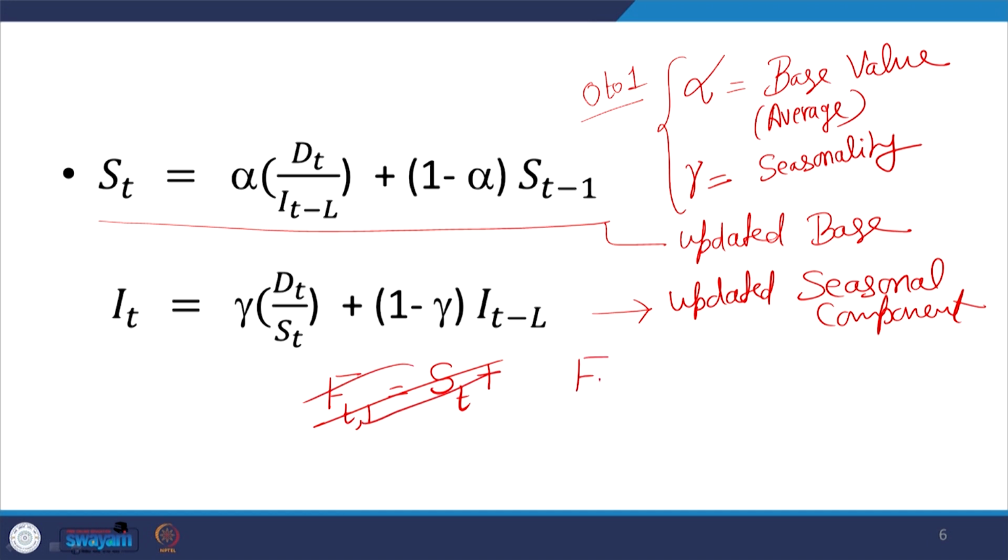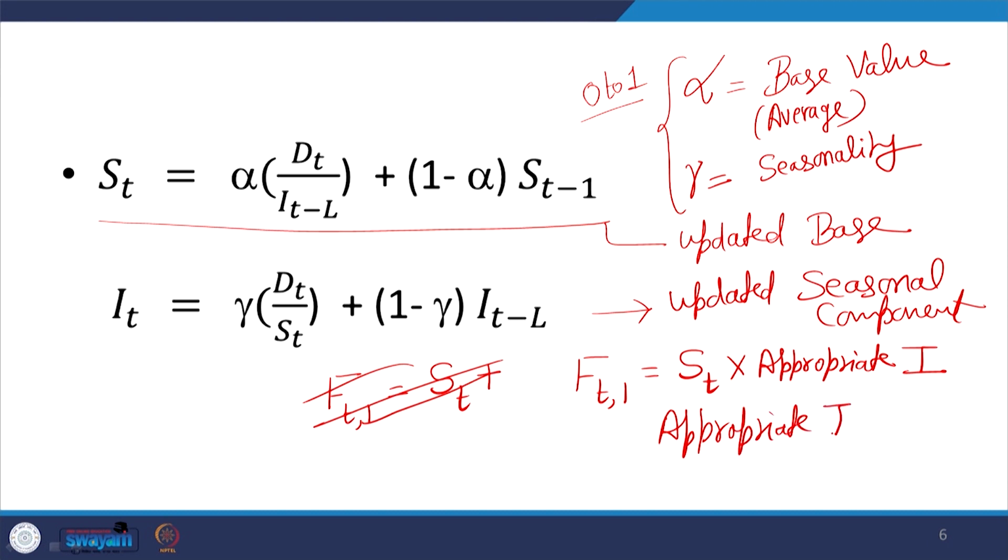ratio seasonality. So, F(T+1) will be ST into appropriate I. Now, I will tell you what this appropriate I is, because this appropriate I is not IT. Let me also write this, that this appropriate I is not IT. This is something else, and we will see what that something else is.